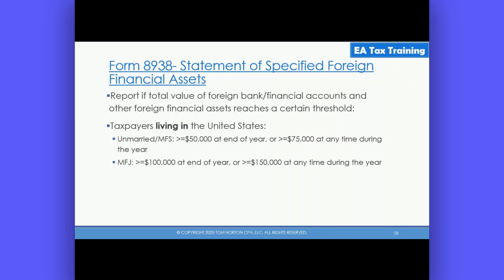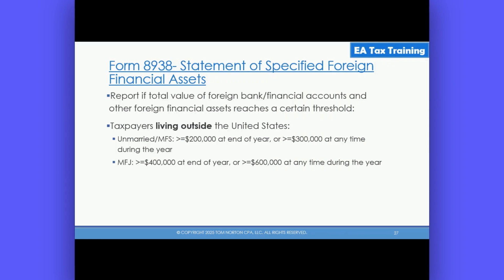If you are living in the United States, but you've got a foreign account, if you are unmarried or married filing separately, if the total value of your foreign accounts is greater than or equal to $50,000 at the end of the year, December 31st, or greater than or equal to $75,000 at any time during the year, even if it was only for one day, then you must file a Form 8938. If you are married filing jointly, those numbers double. If you are living outside of the United States, the thresholds are higher.